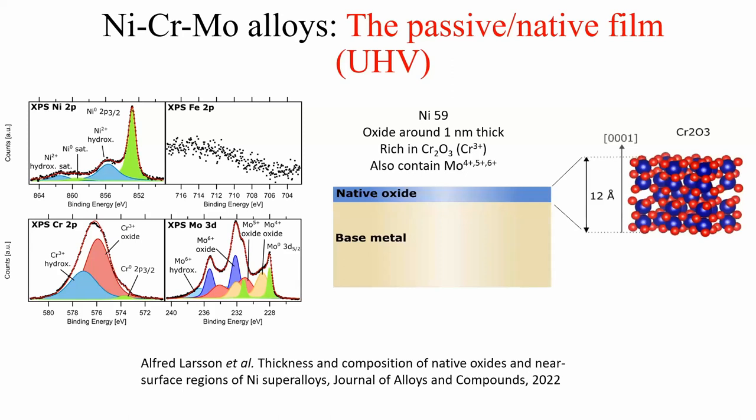So the conclusion is that we have about 1 nanometer, so between 10 and 15 angstrom thick oxide film on the surface. It's rich in chromium(III) oxide, Cr2O3, but also molybdenum. This was the first study we did of these alloys. And you can get this information by calculation. That's all in the paper, how you determine the thickness using XPS.